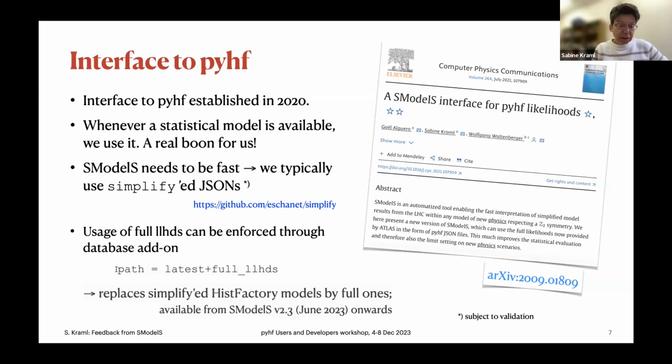So typically one specifies the path to the database or to the database pickle file in this way here. The path can be latest, which means that SModelS will download the latest database pickle file. And then if you specify plus full likelihoods, all the simplified JSON files will be replaced by the full ones in the database. Okay.